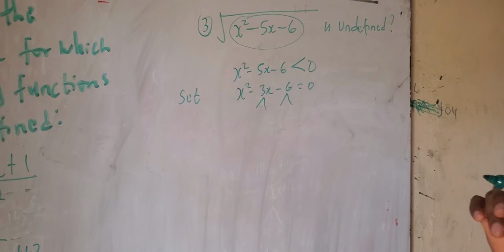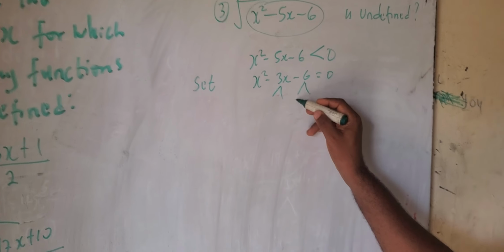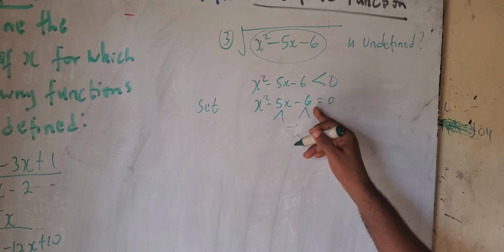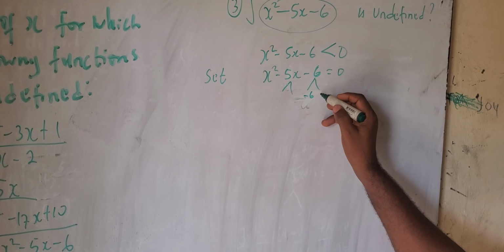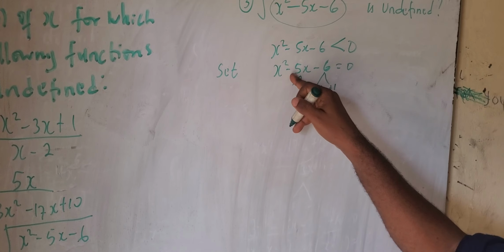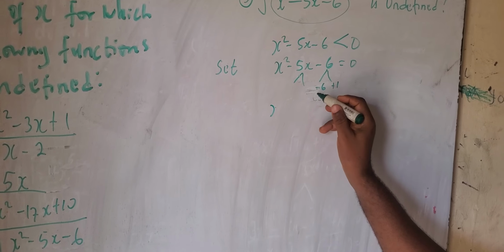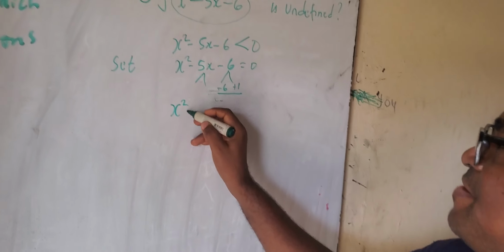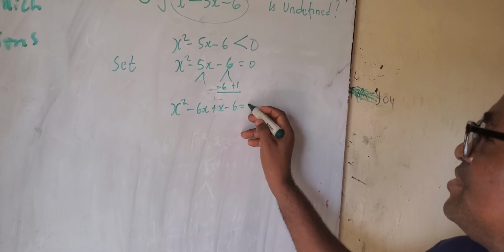We know that we can have minus 6 and plus 1. What are we going to multiply here to give us minus 6, and we add them here to give us this? So we can have minus 6 and plus 1. So minus 6 plus 1 will give us minus 5. Minus 6 times plus 1 gives us minus 6. So we will replace this minus 5x with minus 6x plus x. So we have x squared minus 6x plus x minus 6 is equal to 0.